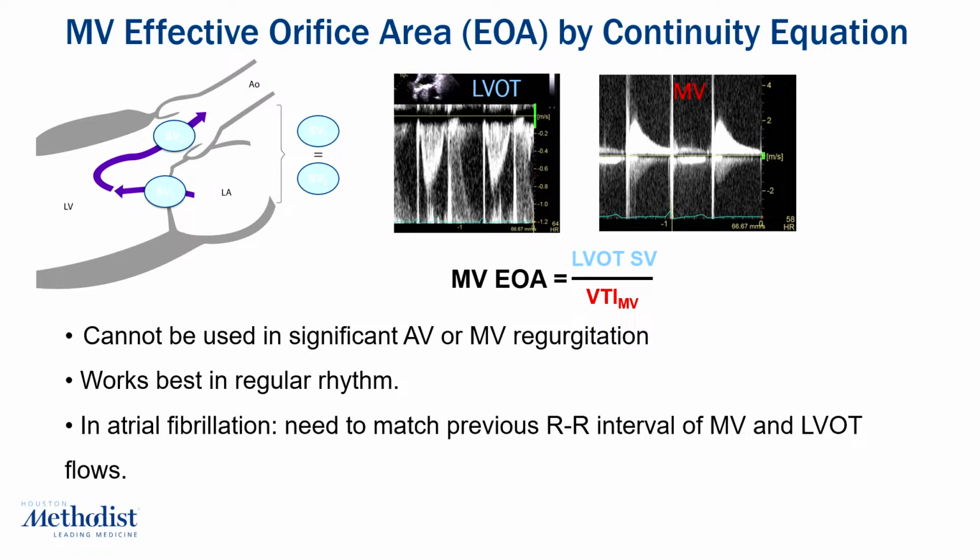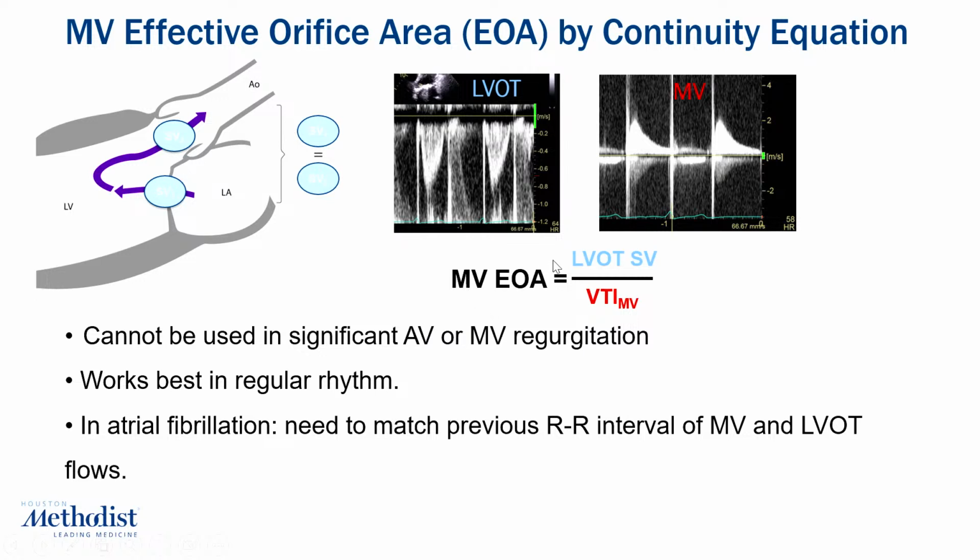Continuity equation. It applies the same way we get the aortic valve area from the LVOT and aortic valve, we can do the mitral area from the mitral and LVOT, right? Assuming the same volume of blood is flowing in both locations, right? So the mitral valve EOA is essentially the LVOT stroke volume over the VTI of the mitral valve, correct? However, this cannot be used if you have significant aortic regurgitation or mitral regurgitation.